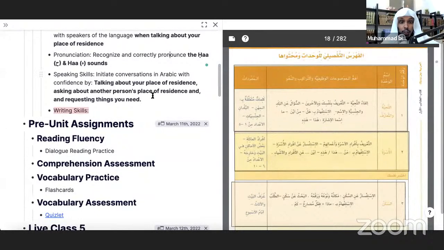And in terms of speaking skills, you will be able to initiate conversations in Arabic with confidence by talking about your place of residence, asking about another person's place of residence, and requesting things that you need. Okay?